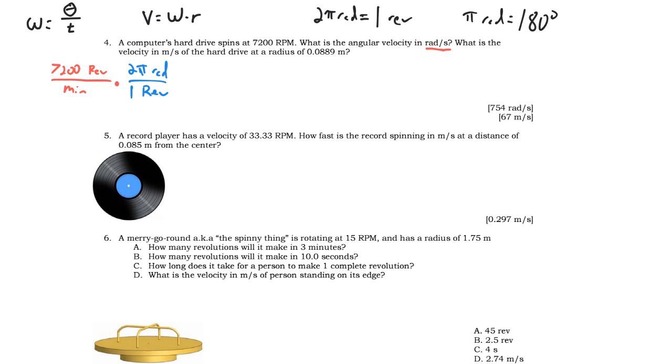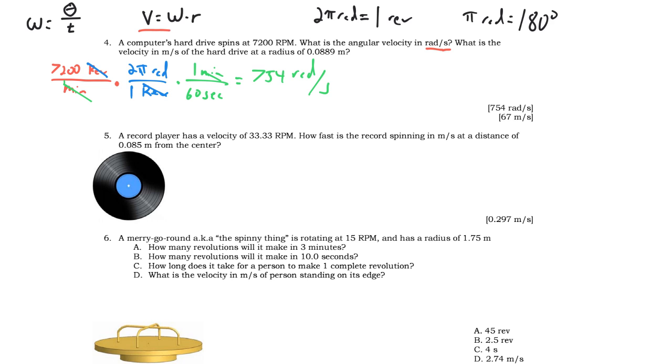So right now I would have minutes on the bottom. To get seconds to be on the bottom, I'll use the conversion factor that 1 minute is equal to 60 seconds. And now minutes will cancel, seconds will be my new unit on the bottom, rads will be my new unit on the top. I multiply straight across the top and straight across the bottom and divide. And that's how I get 754 rads per second.